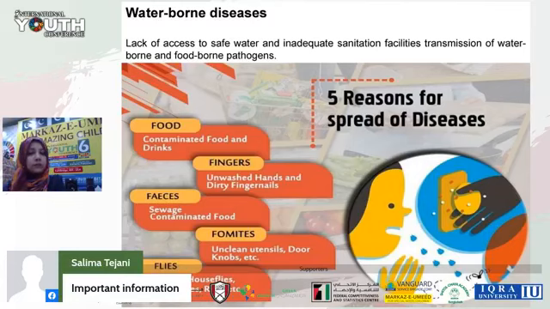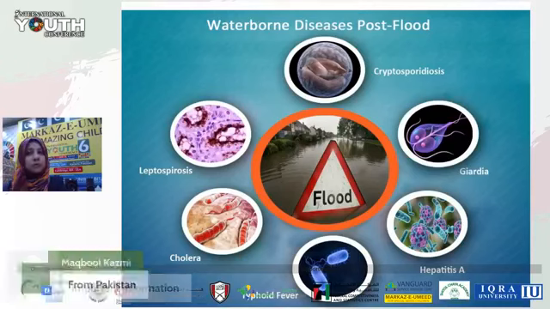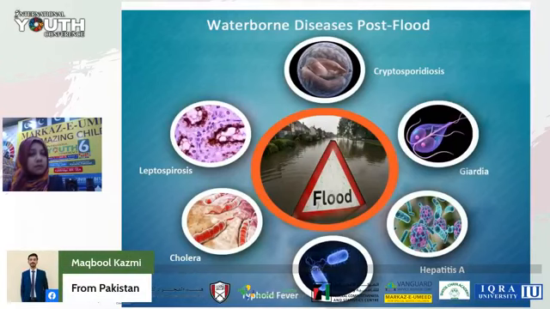of waterborne diseases. Then we have fomites: unclean utensils, doorknobs, and so on. And the most important factor is flies. Due to different types of flies and mosquitoes, we have different vector-borne diseases like dengue, malaria, chikungunya, and many more. And when we talk about waterborne diseases, after a flood or any disaster situation, different types of cholera, hepatitis, typhoid fever, giardiasis, leptospirosis, cryptosporidium. These are the main waterborne diseases which we have to face after any disaster or after any unfavorable conditions.